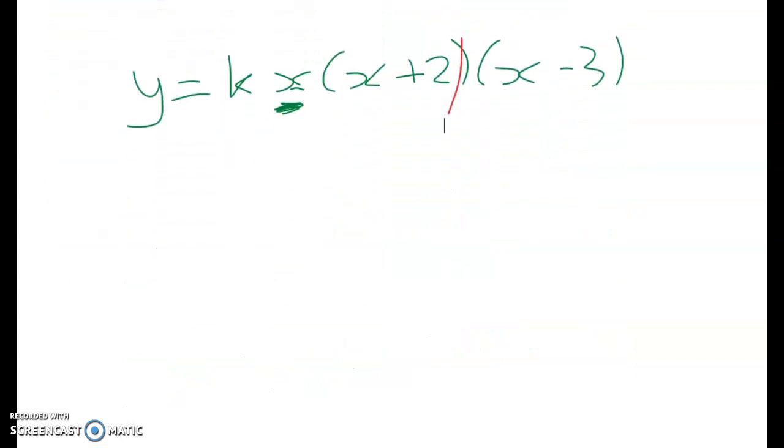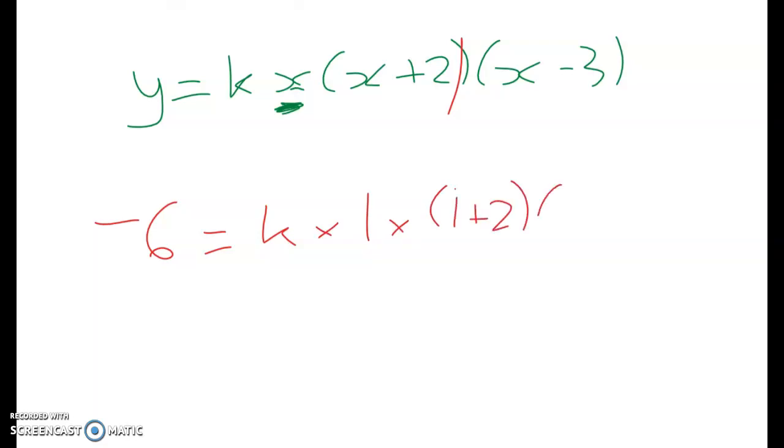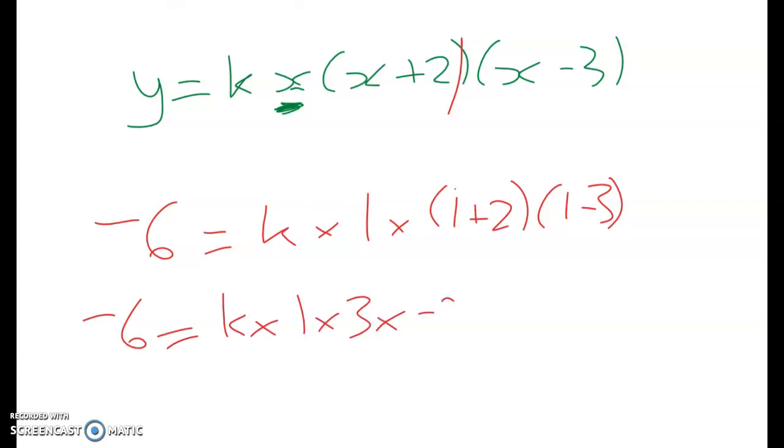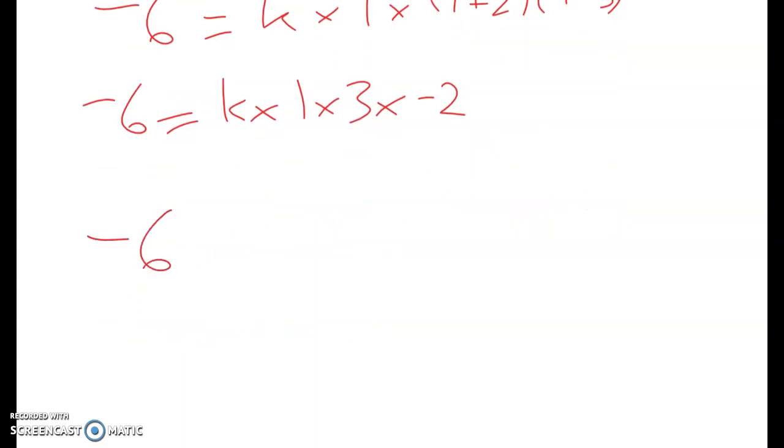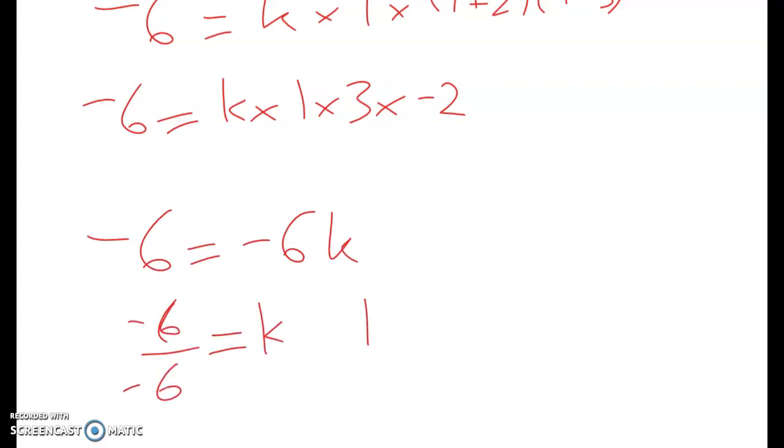So substituting in now, what do we get? Well, we get -6 is equal to k times 1 times 1 plus 2 times 1 minus 3. This is painful, but you've got to do it slowly. So k times 1 times 3 times -2, so we're back to year 9. Just moving that screen down a bit, we get -6 is equal to -6k. -6 divided by -6 is k. So this is a nice easy one where k is equal to 1.